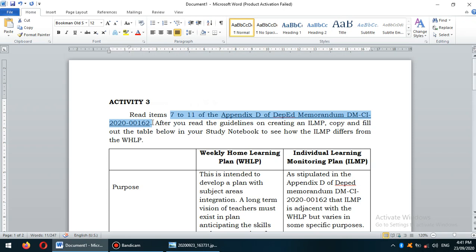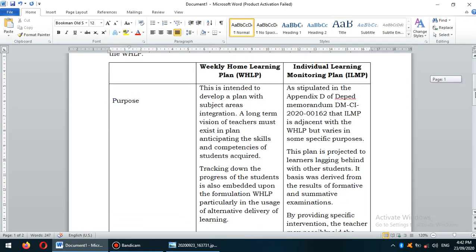You still need to assess and read and identify the essential points in the Appendix D of DepEd Memorandum. Now, after reading the guidelines on creating an ILMP, copy and fill out the table below in your study notebook to see how the ILMP differs from WHLP. Now, we have 3 columns here.